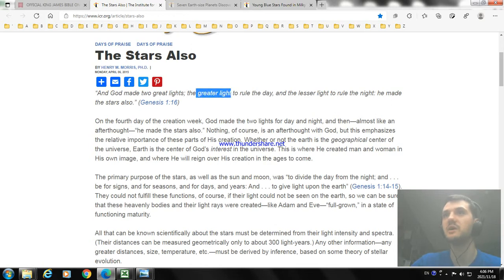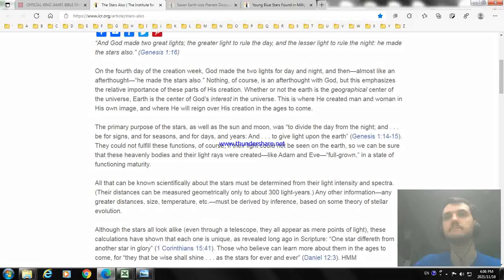Now, the sun is the greater light. The moon is a lesser light. And how do I know the moon is a lesser light? Because the moon is getting light reflected from the sun. On the 4th day of the creation week, God made two great lights, the day light, which is the sun, and the night light, which is the moon. And almost like an afterthought, He made the stars also.